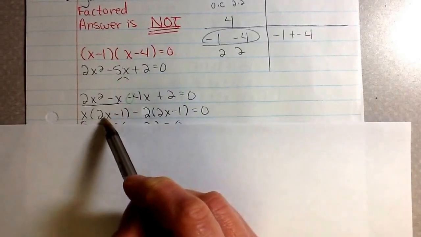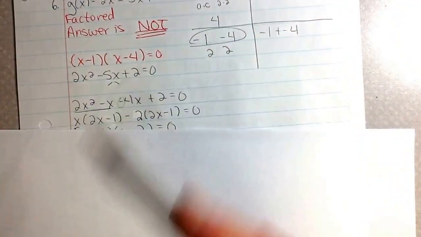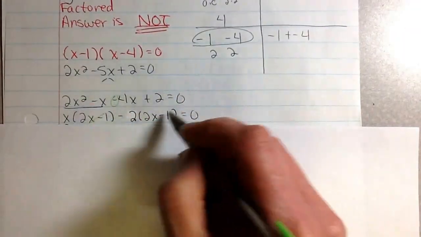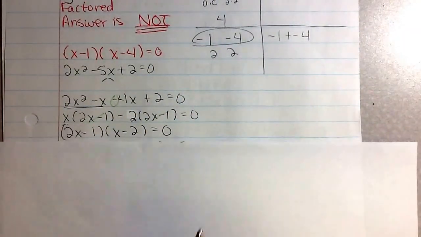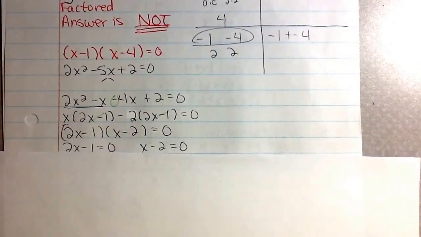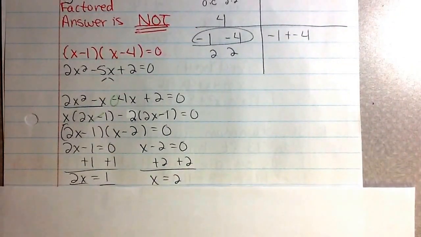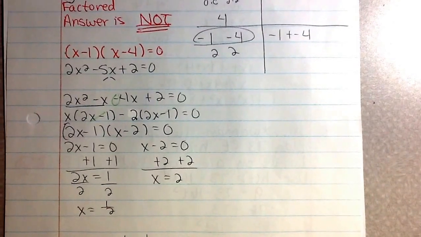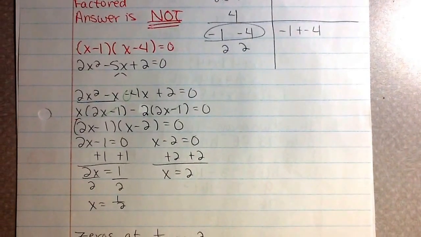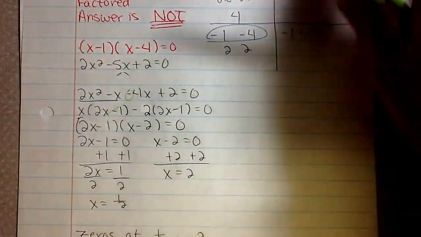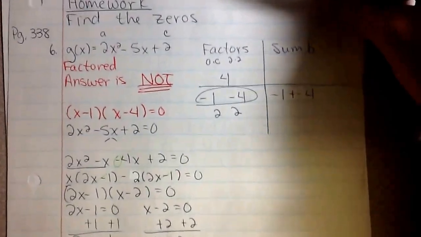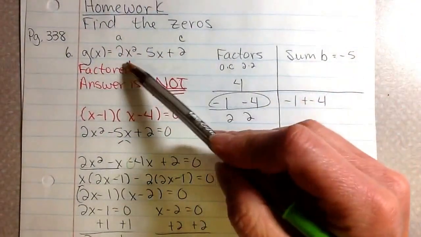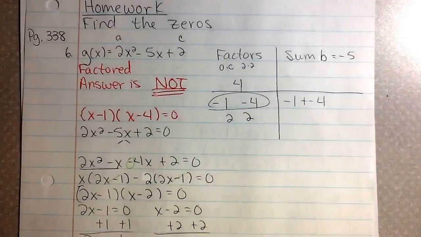Now we're going to pull out the parentheses that are identical here. So the 2x minus 1, 2x minus 1, they both have that in common. When we pull that out, we're left with x minus 2. So setting those both equal to 0 and solving, you should have had x equals 1/2, or x equals 2. And if you want to check that on a test or quiz, substitute the 1/2 in here, solve it, it should equal 0, and then try the 2, solve it, and it should equal 0.